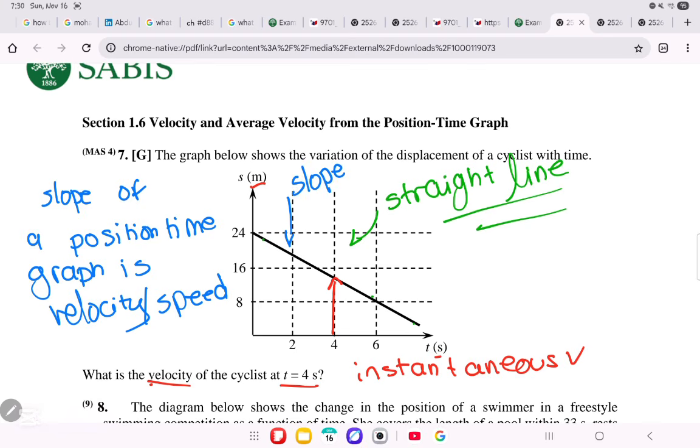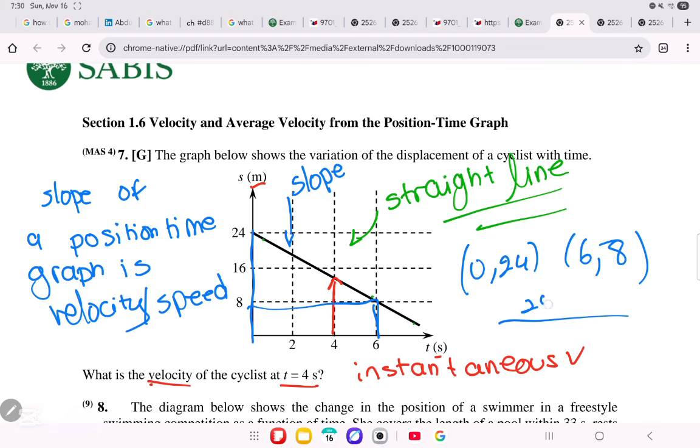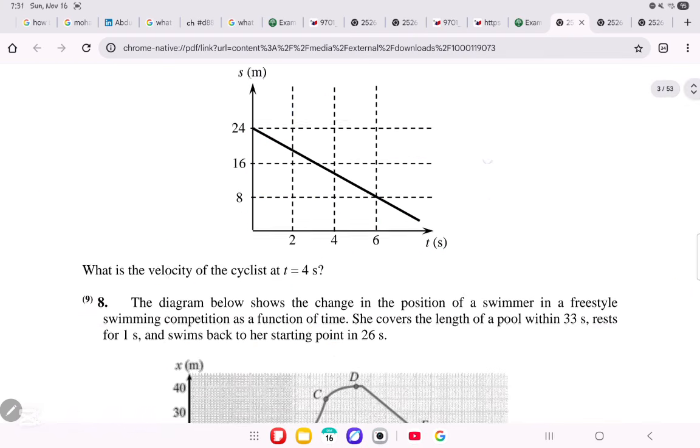So now we can just choose any random 2 points. I can take this point over here, and then I can take this point as well over here. No, sorry, what are my points? My first point is 0, 24. My second point is 6, 8. Now you do y minus y over x minus x. 24 minus 8 over 0 minus 6 will give me my answer, which is minus 2.7 meters per second. Okay, so that is it for question 7. We'll move on to question 8.